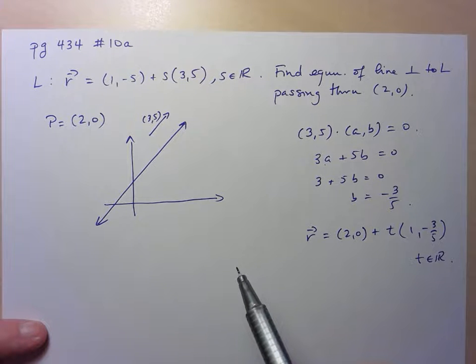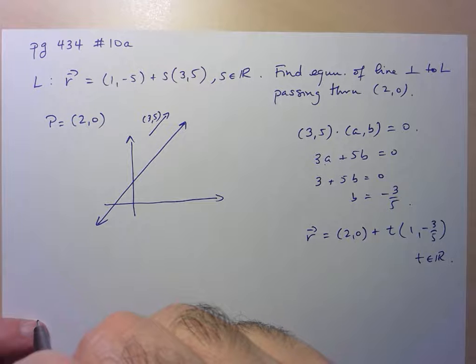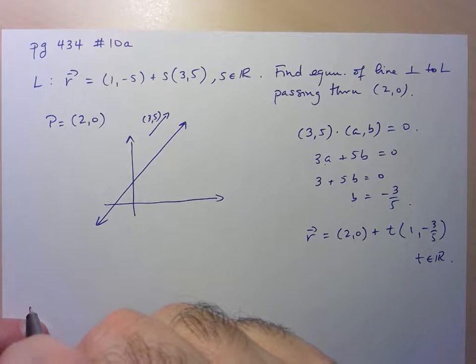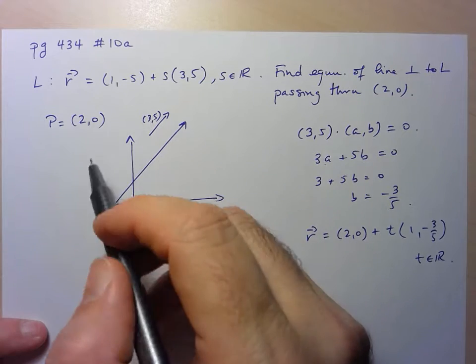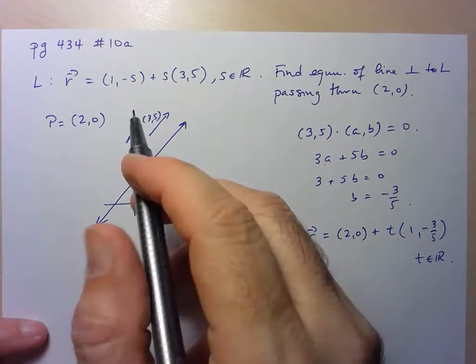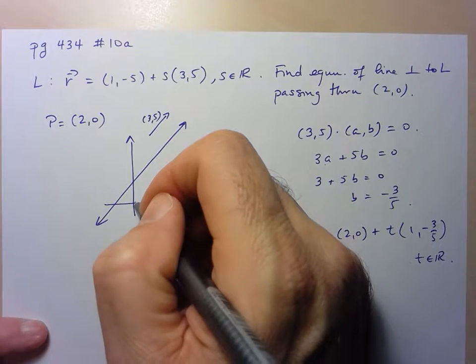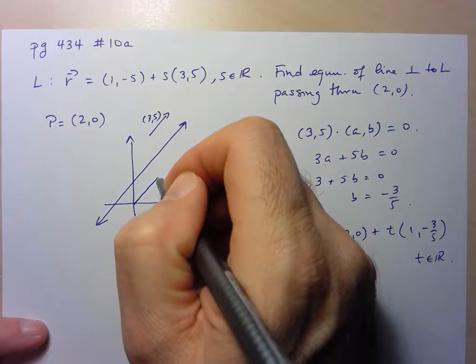So this is one possible solution, using the idea that the dot product of two perpendicular vectors is 0. I am going to show you an alternative because it might end up being useful in other contexts. It's the fact that we are working with a 2D line, meaning we can make a relationship to slope.